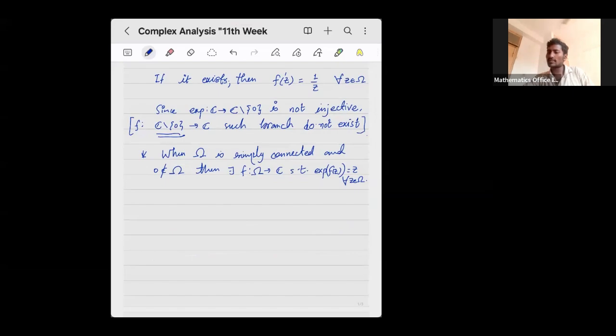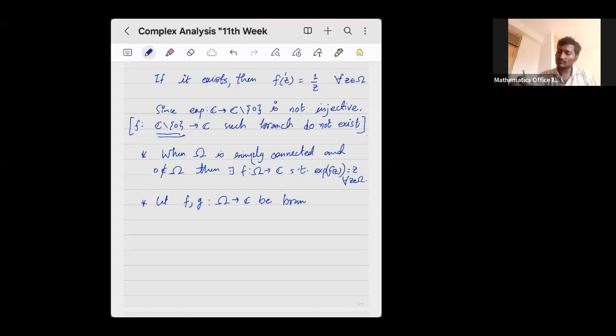Now, if we have two different branches in the same domain omega, so let f, g from omega to C be branches of logarithm. But what I want to tell is that it is not uniquely defined. We have many choices for defining f and g. So what is the difference between f and g? That is what we are going to see.